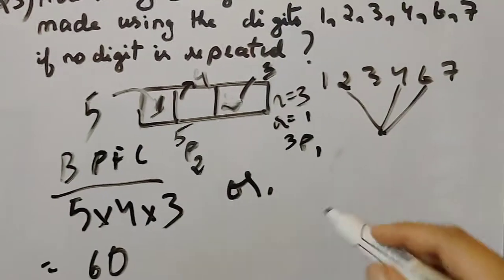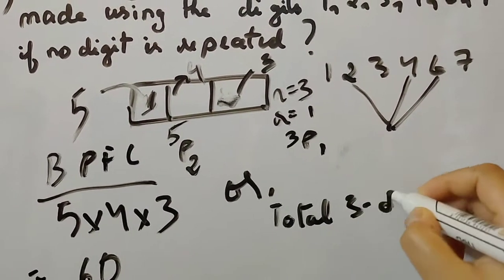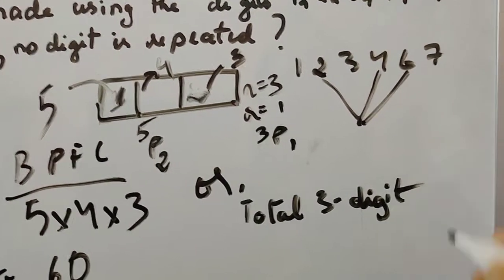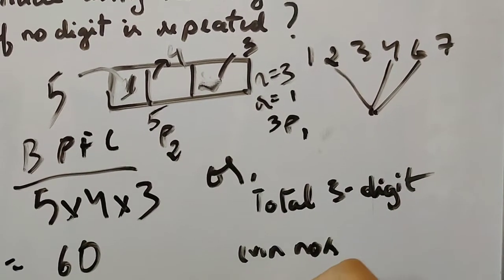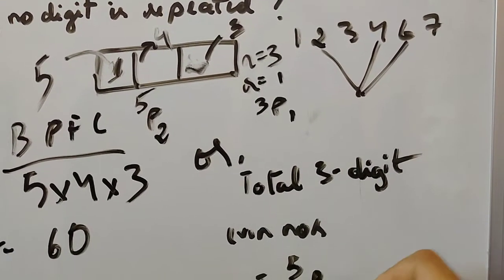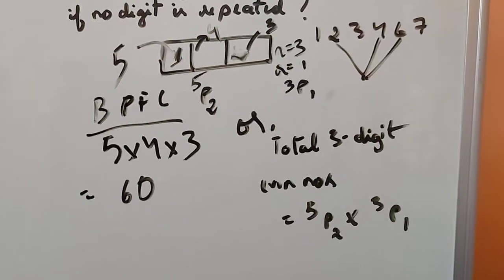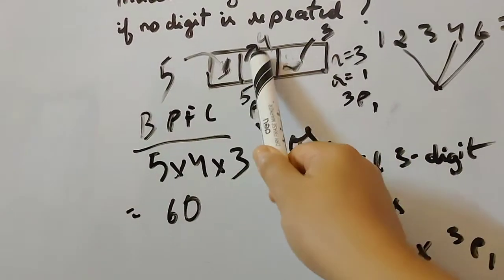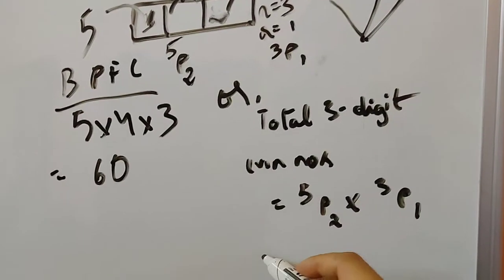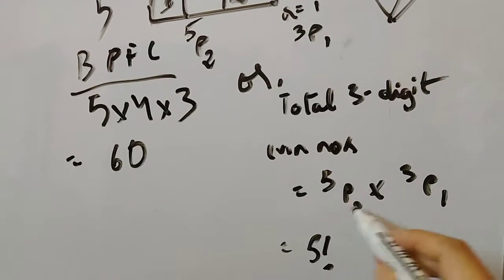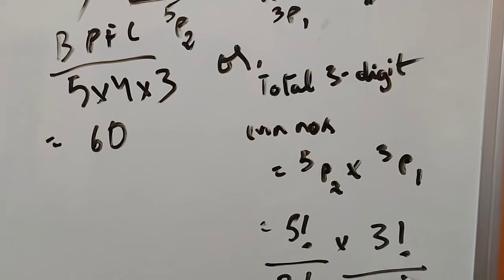So total 3-digit even numbers will be, I'm writing it in short, 5p2 into 3p1. Multiply it. 5p2 is for these 2 places and 3p1 is for the last. So 5 factorial by 5 minus 2, which gives 3 factorial, into 3 factorial by 3 minus 1, which gives 2 factorial.